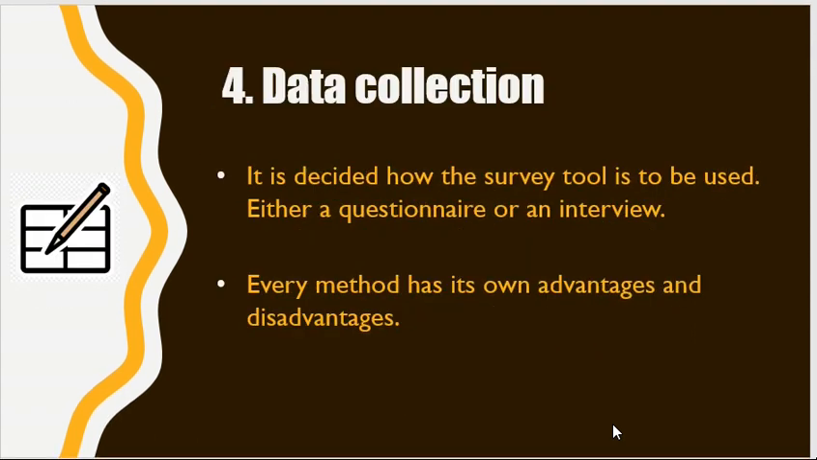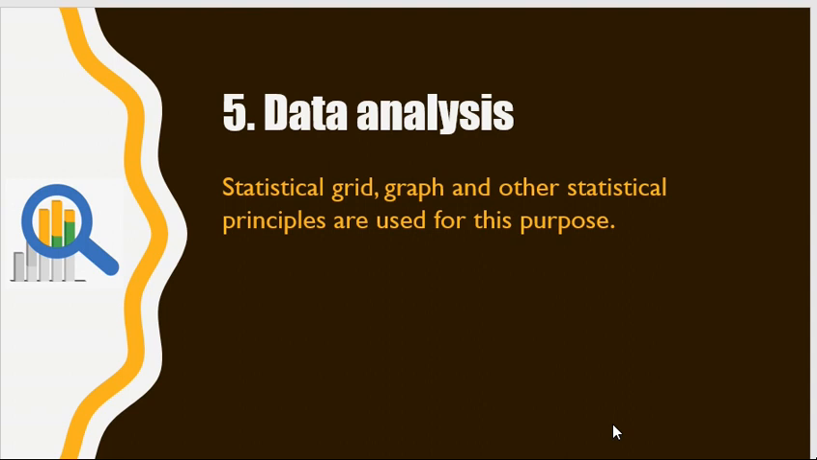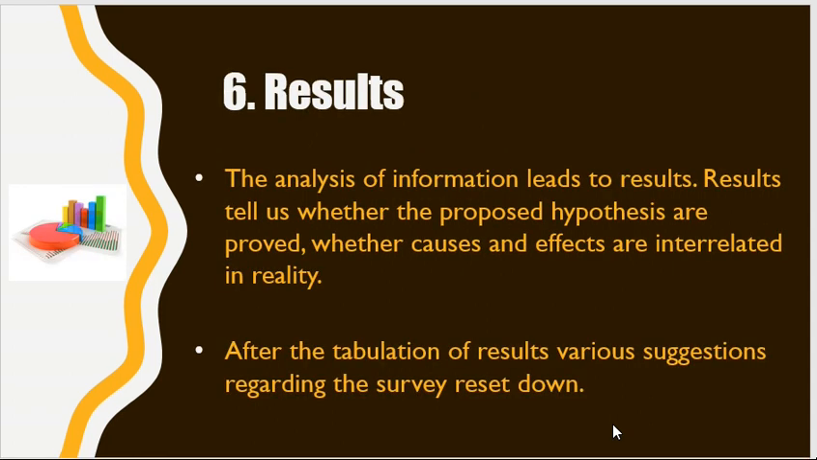Once the data is collected, this data is analyzed using statistical tools. The data is analyzed in the form of statistical grids, graphs, or other statistical principles are used for this purpose. We can use different statistical tools like mean, median, mode, standard deviation, t-distribution, and so on. Okay, the last stage is the results. The analysis of information leads to results. Results tell us whether the proposed hypotheses are proved, whether cause and effect relationships exist or not.